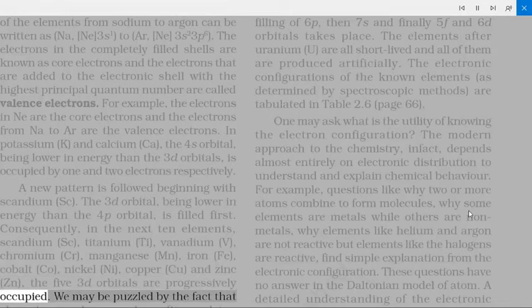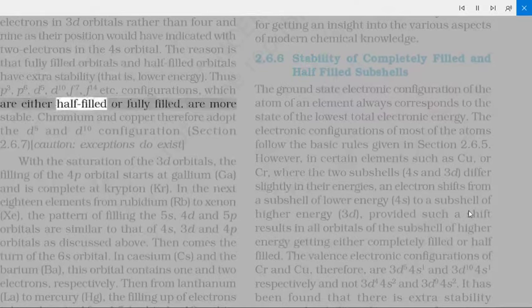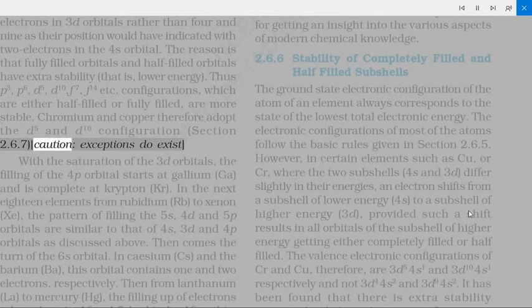We may be puzzled by the fact that chromium and copper have 5 and 10 electrons in 3d orbitals rather than 4 and 9 as their position would have indicated, with 2 electrons in the 4s orbital. The reason is that fully filled orbitals and half-filled orbitals have extra stability, that is, lower energy. Thus p3, p6, d5, d10, f7, f14 etc. configurations, which are either half-filled or fully filled, are more stable. Chromium and copper therefore adopt the d5 and d10 configuration. Caution: exceptions do exist.